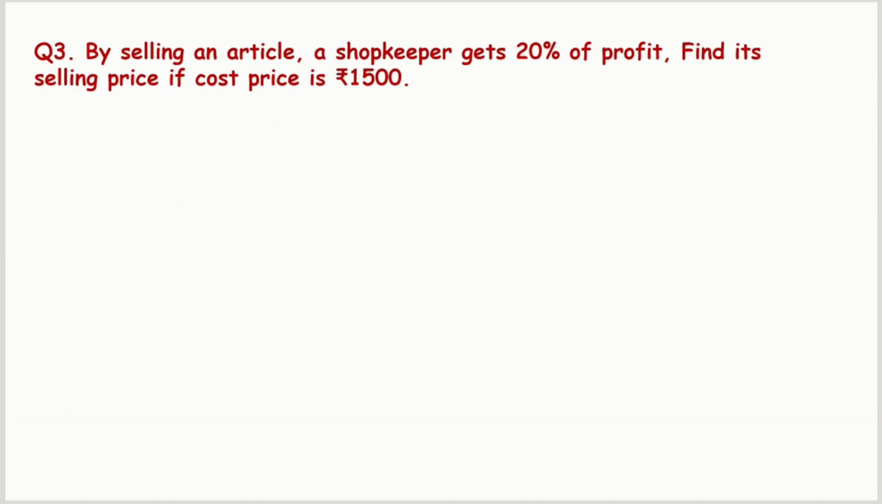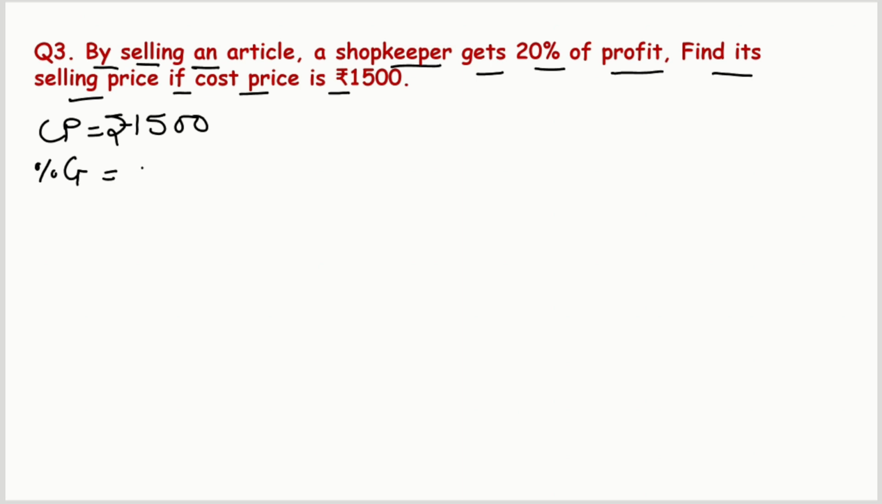So here we have our next problem. By selling an article, a shopkeeper gets 20% of profit. Find its selling price if cost price is 1500 rupees. So cost price is given, which is 1500 rupees, and percent gain is given, which is 20% on CP. Now SP we have to calculate.